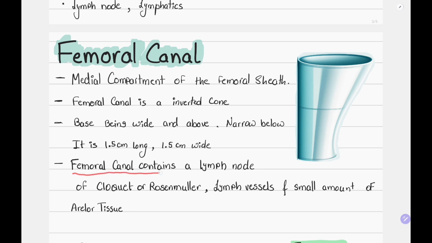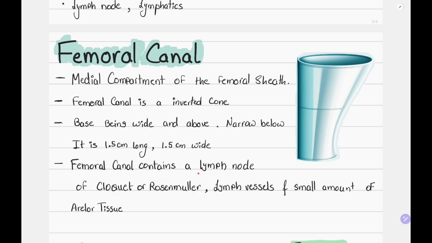The femoral canal contains a lymph node of Cloquet or Rosenmuller, lymph vessels, and a small amount of areolar tissue. Right here is our femoral canal, the inverted cone shaped, and it would contain the lymph node of Cloquet or Rosenmuller. These names come from the anatomists Johann Christian Rosenmuller and Jules Cloquet.